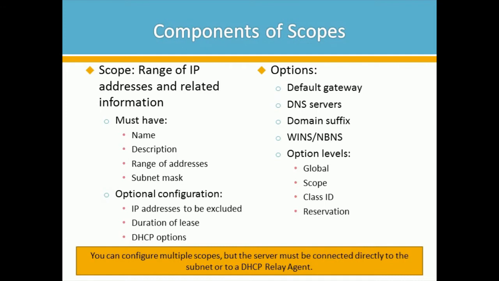Now, you can configure more than one scope on a DHCP server, but the server has to be connected directly to each subnet that the scope is answering to, and if it's not, you'll have to deploy a DHCP relay agent in order to relay it over to the appropriate server.